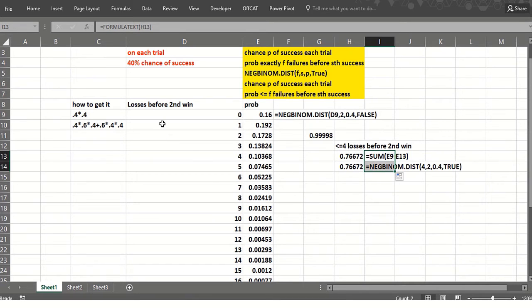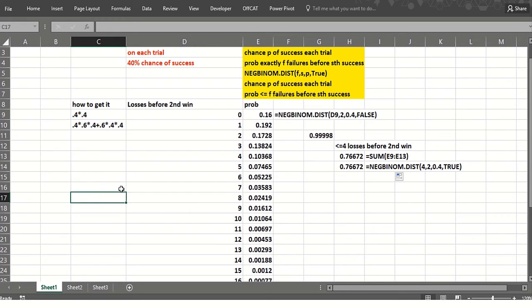Now, just to verify some of these, what's the chance you'd have 0 losses before the second win? Well, then you'd have to win the first 2 games, and that'd be 0.4 times 0.4 because the trials are independent. There's your 0.16. What's the chance of having 1 loss before the second win? You could win 1, lose 1, win 1, or lose 1 and then win 2. And those add up to 0.096 times 2, which is 0.192.